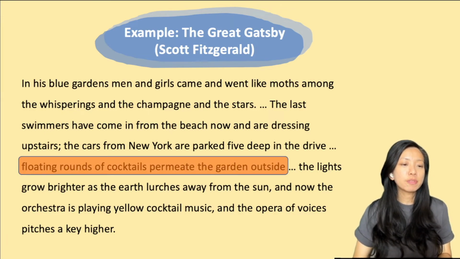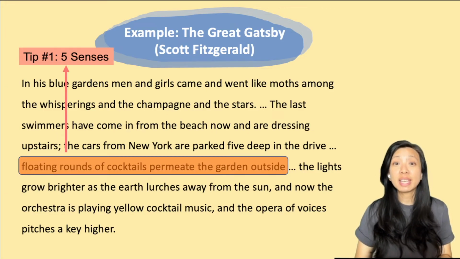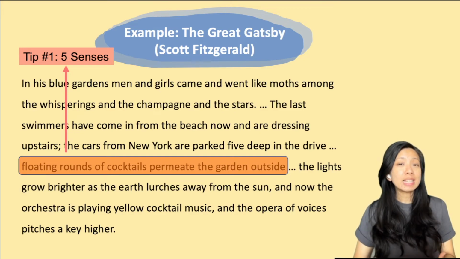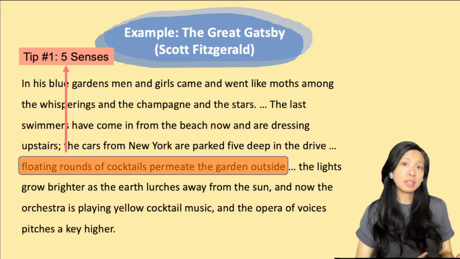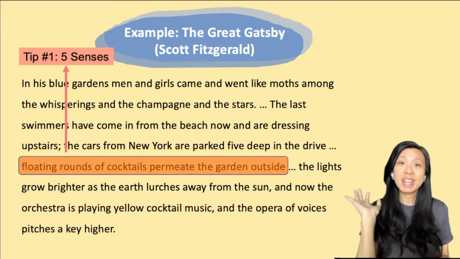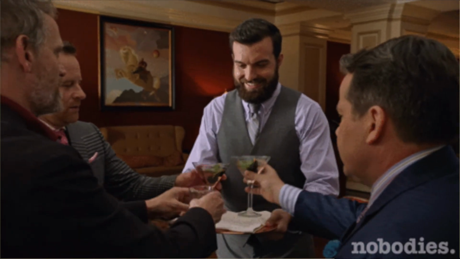The first one is floating rounds of cocktails permeate the garden outside. This one is definitely the five senses, because the writer is actually telling us what we can see. We can see lots of cocktails going around the garden, and of course, they're not floating around on their own, but there are probably some waiters carrying the cocktails around, serving them to the guests.